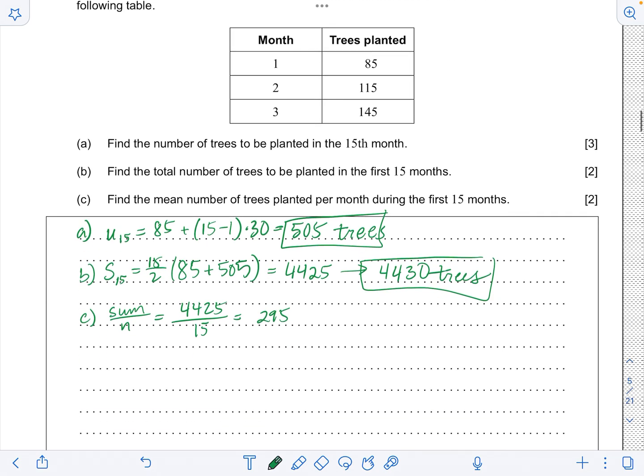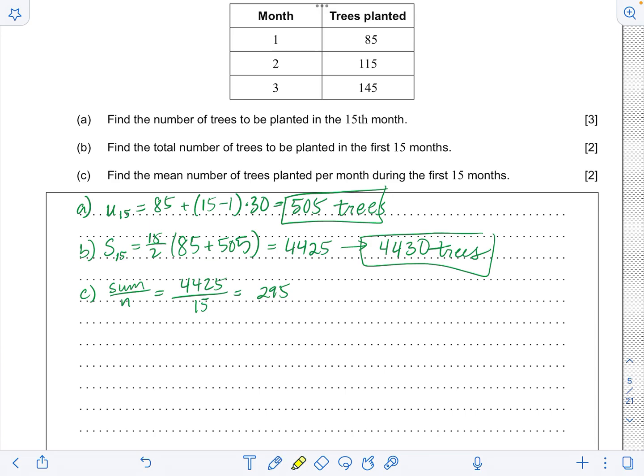And just a note here, even though you rounded, or you may have rounded, that 4425 to 4430 for part B, you always use the unrounded version for any follow-up work.